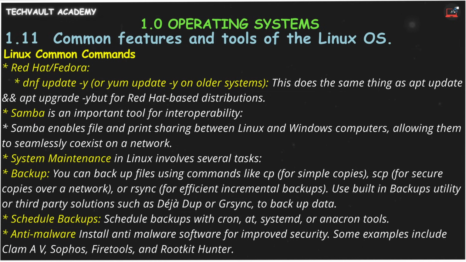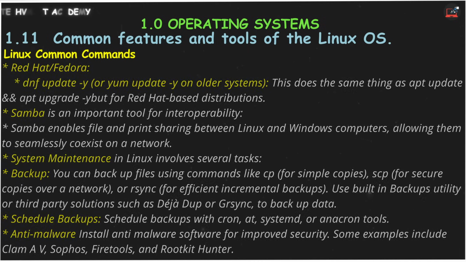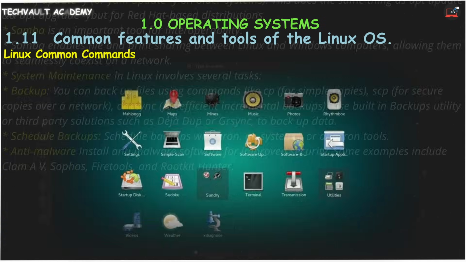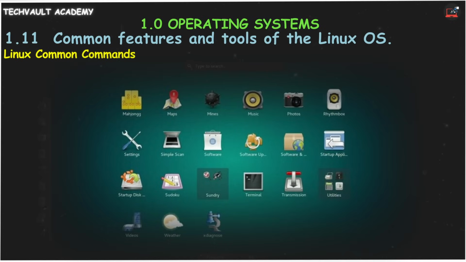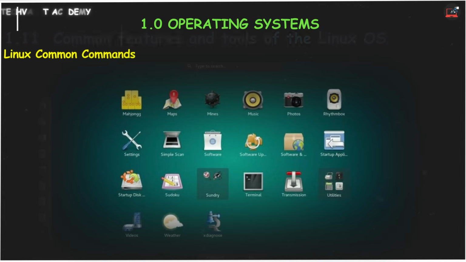Anti-malware. Install anti-malware software for improved security. Some examples include ClamAV, Sophos, FireTools, and Rootkit Hunter. Linux is a powerful and versatile operating system, and mastering the command line is key to unlocking its potential. Remember the common commands, understand package management, and be familiar with system maintenance tasks. Practice these concepts, and you'll be well on your way to becoming a Linux pro.